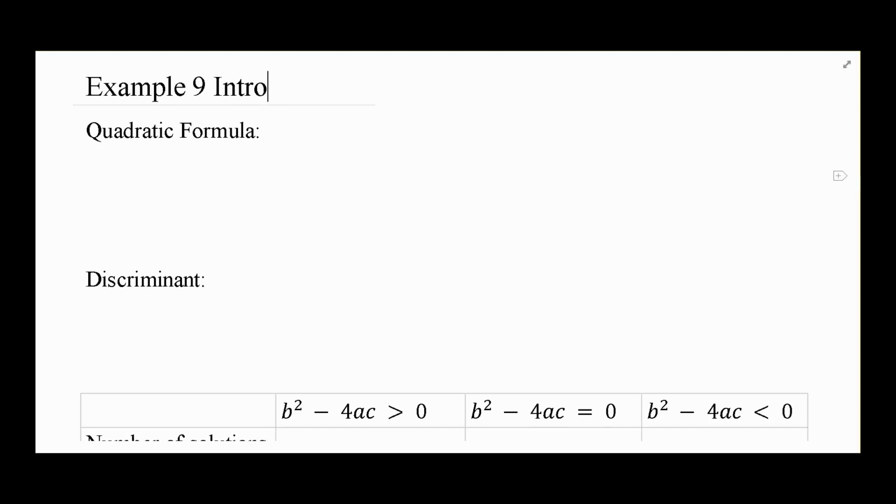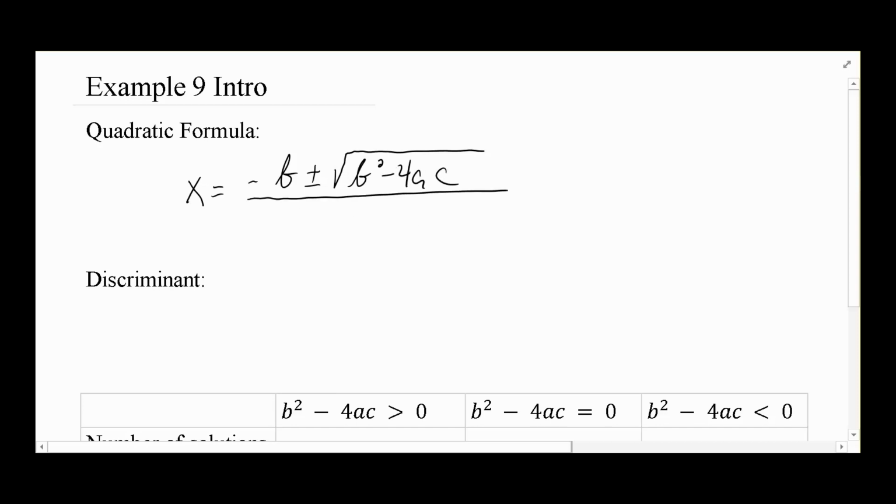So let's go ahead and take a look at the quadratic formula and see how we can determine which one of those things is going to happen. So the quadratic formula, remember, is the opposite of b plus or minus the square root of b squared minus 4ac, all over 2a.